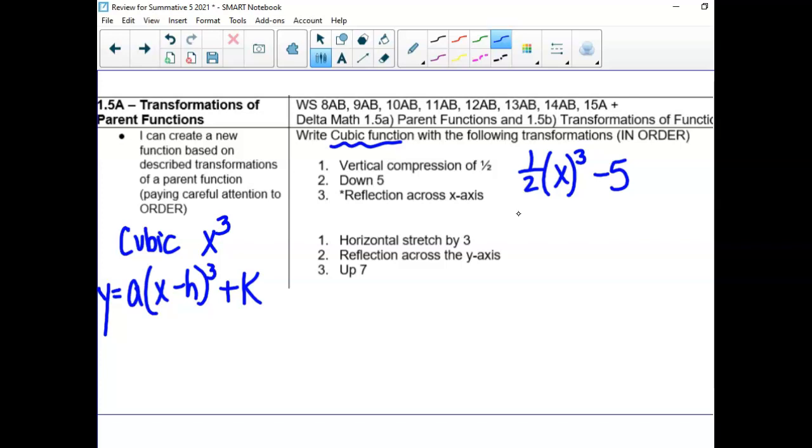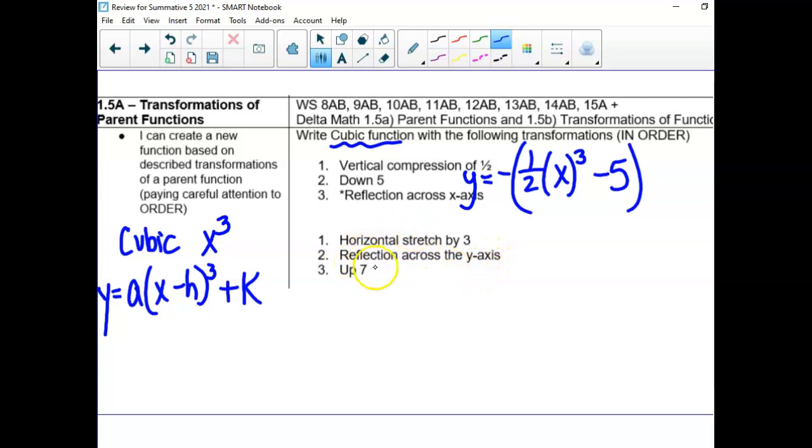It means flip it up and down. But does anybody know the trick to this one now? If I just put a negative out here, yeah, it would do it before the shift down 5. I will not require one on the thing that has extra parentheses like that. And these interior parentheses around the cubed are not necessary.